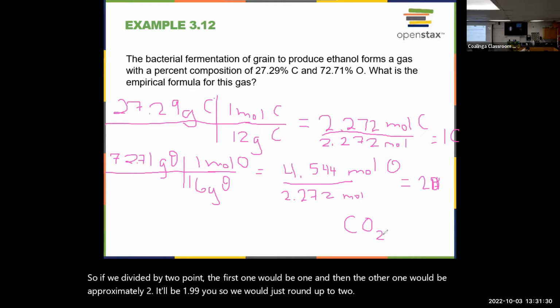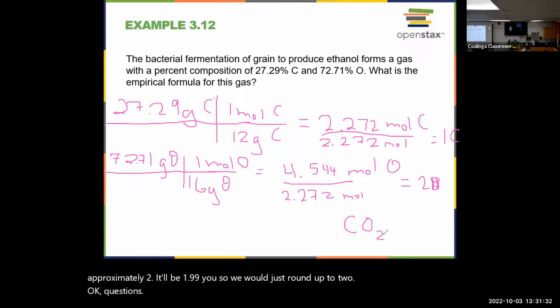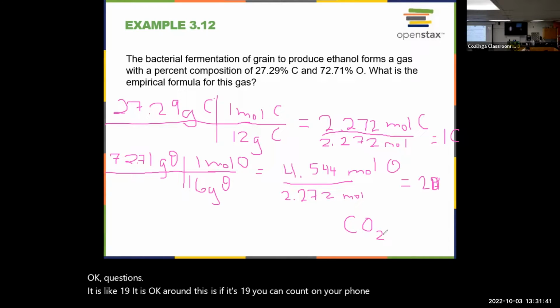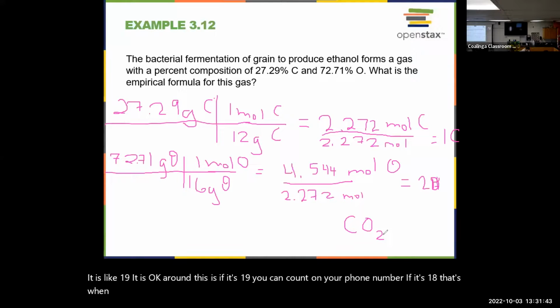Okay, questions? Concerns? So if it is at like 1.9, it is okay to round it to the nearest whole number. If it's 1.8, then we would have to find the integer and multiply it.